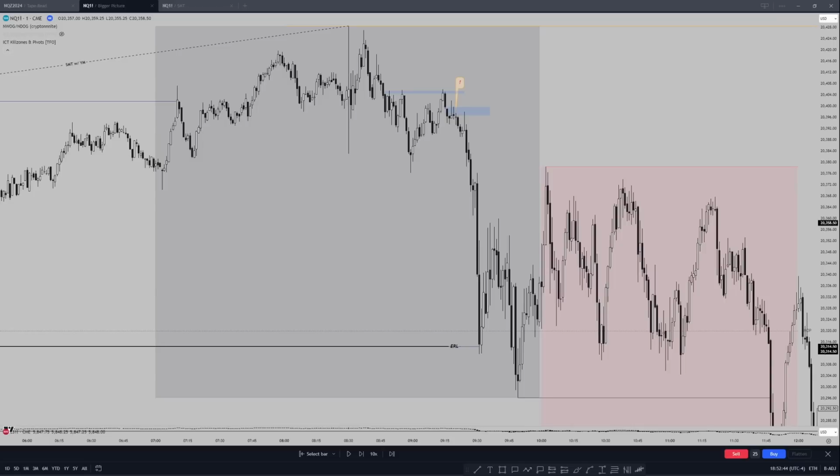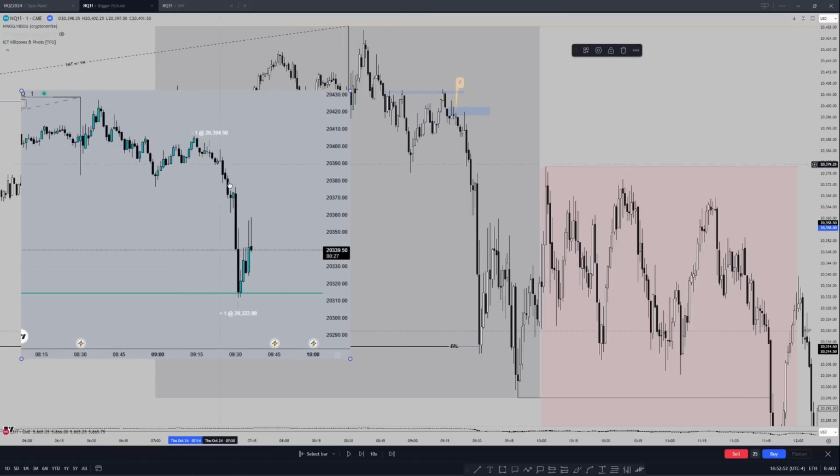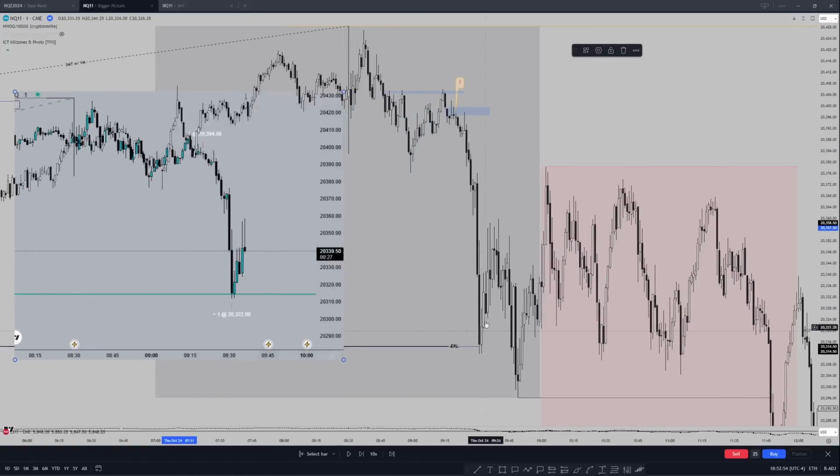Let me pull up the execution there. So it doesn't look like I'm lying. Here's the execution there. All right, it's not cherry picked. This stuff just repeats over and over and over. Short there, covered at London low. Same exact price action from over here.